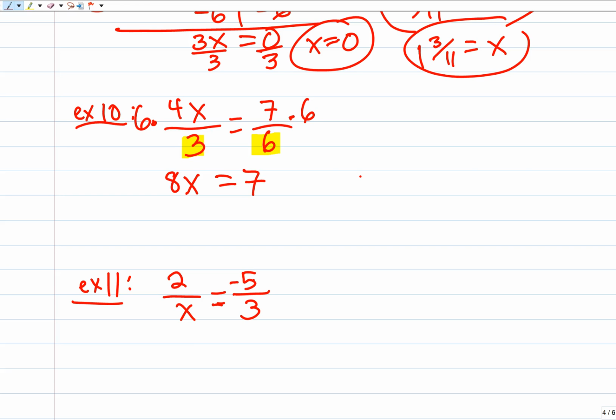How would you solve this now? By? And x equals? Whenever I see a fraction, I clear that fraction. Somebody else is going to see a fraction set equal to a fraction, and they're going to cross multiply. I don't like this, but it's not wrong.